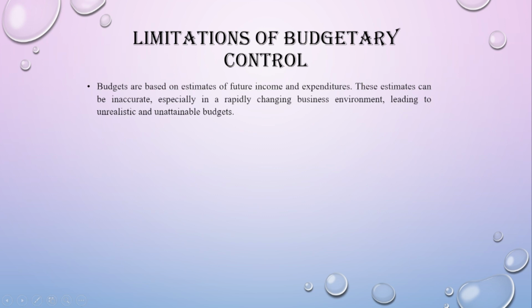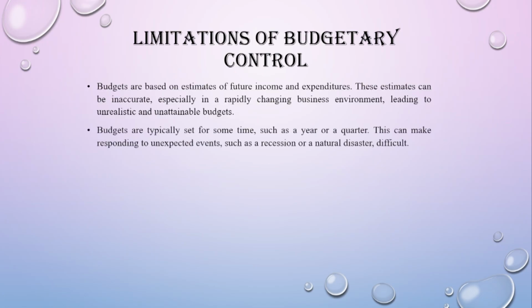There are some limitations. First of all, budgets are based on estimates of future income and expenditure. These estimates can be inaccurate, especially in a rapidly changing business environment, leading to unrealistic and unattainable budgets. Budgets are typically set for some time, such as a year or a quarter. This can make responding to unexpected events such as a recession or a natural disaster difficult.